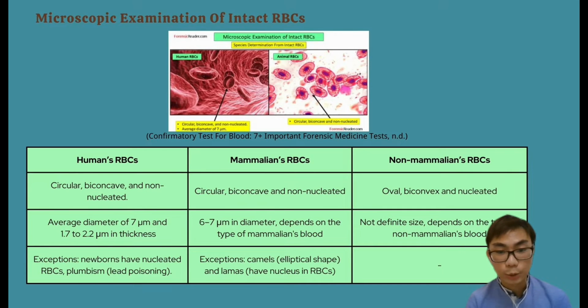So here are the exceptions to the structure of the human red blood cells, which are that newborns and patients with plant vision or the late progeny have nucleated red blood cells.